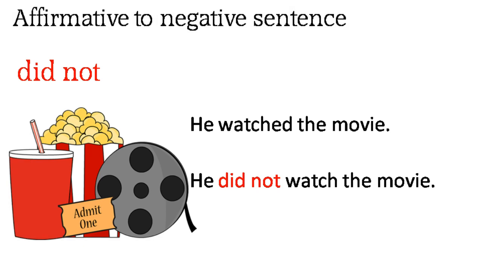If there is no auxiliary verb in the sentence, we can add doesn't, don't, or didn't to form a negative sentence. Didn't is used only when the sentence is in past tense. For example, he watched the movie. He did not watch the movie.